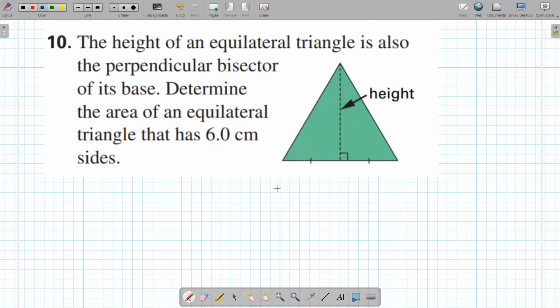So what do we have? We have an equilateral triangle. What does that mean? That means all three sides are the same length, okay? And then it also says that it's the perpendicular bisector of its base. That means you see this dotted line? It's cutting the base in half, okay? So if we know each side is 6 centimeters long, how much are these two segments? What's the length from here to here and from here to here? This dotted line is cutting the base in half.